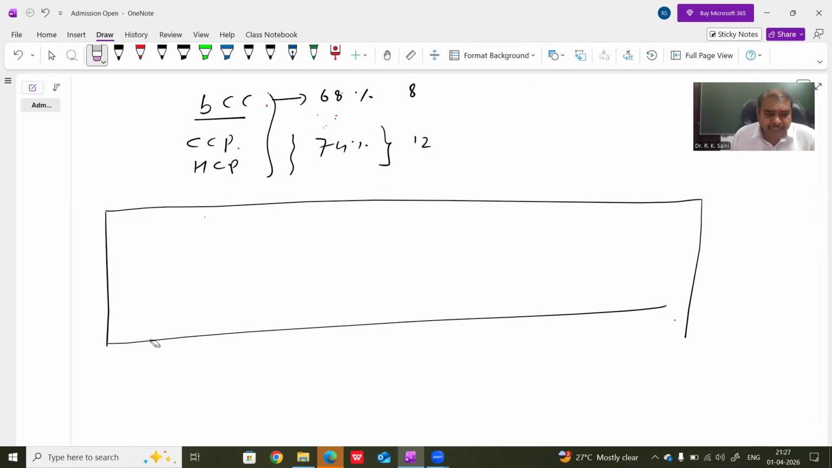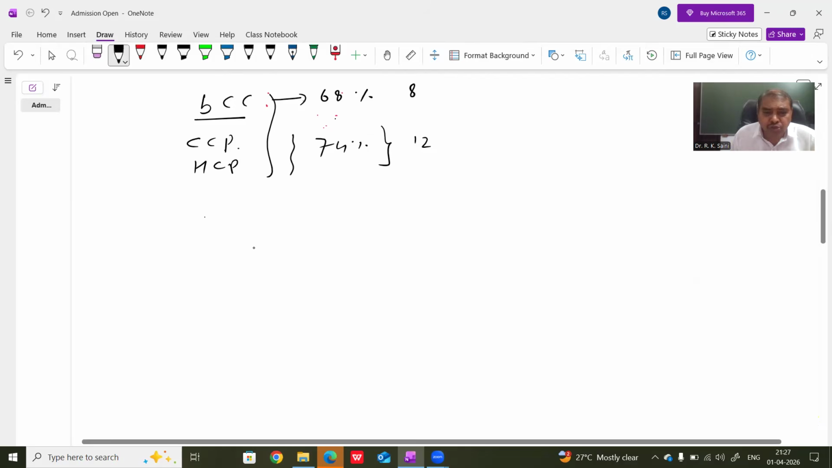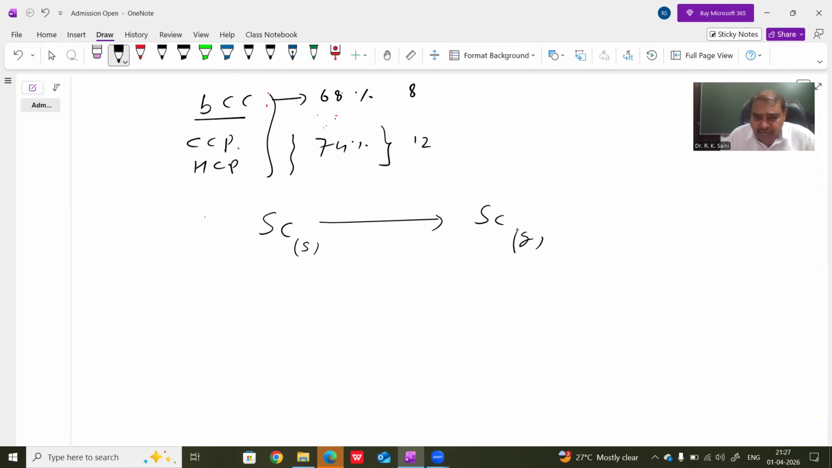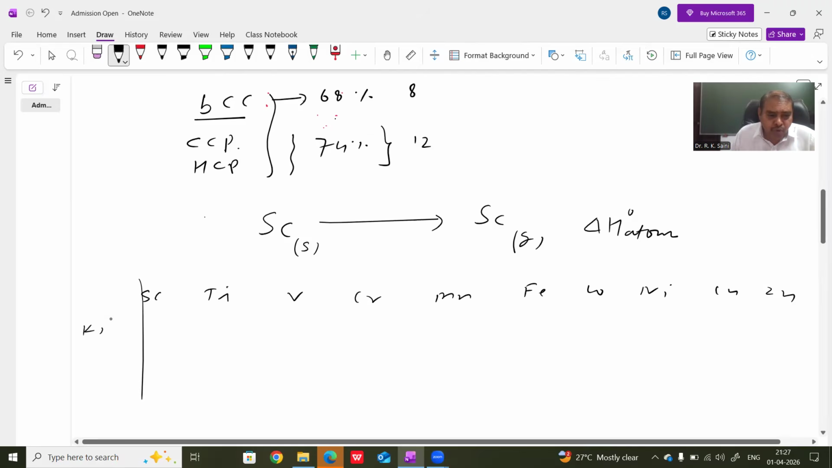For example, heat of atomization is also known as sublimation enthalpy. In the case of scandium, heat of atomization is the enthalpy or heat change during the formation of 1 mole of gaseous isolated atoms from the metal, and hence it is known as atomization enthalpy or also sublimation enthalpy. Scandium, titanium, vanadium, chromium, manganese, iron, cobalt, nickel, copper, and zinc. See the atomization enthalpy in kilojoule per mole.